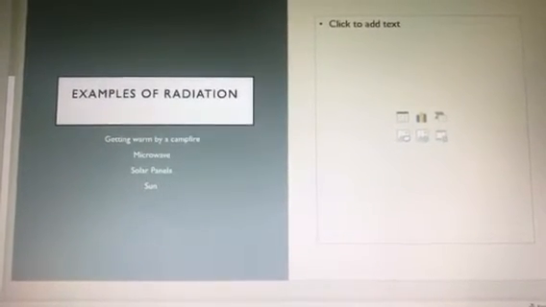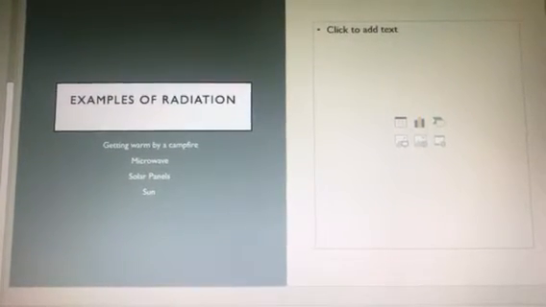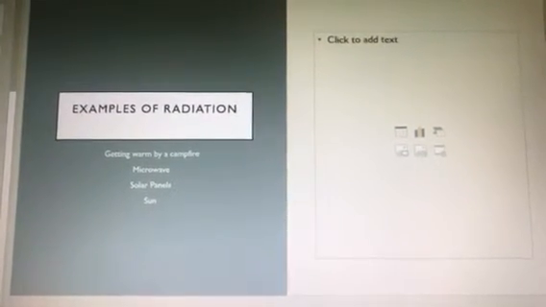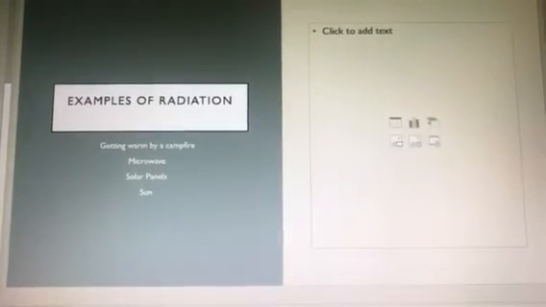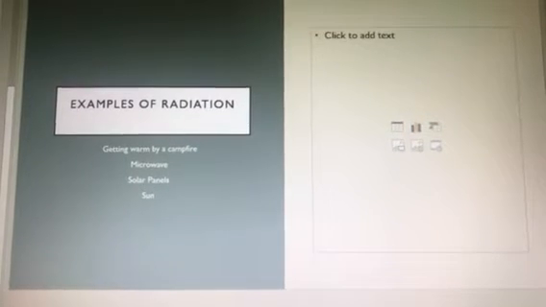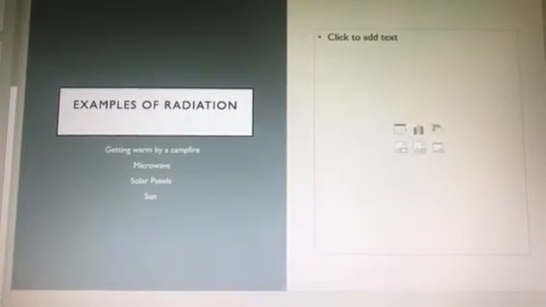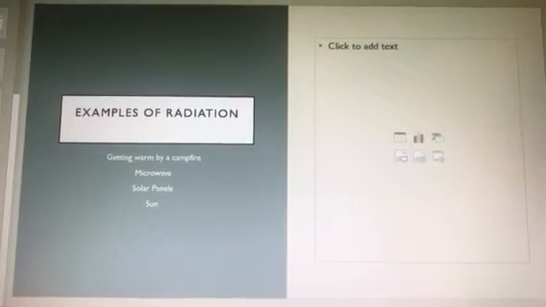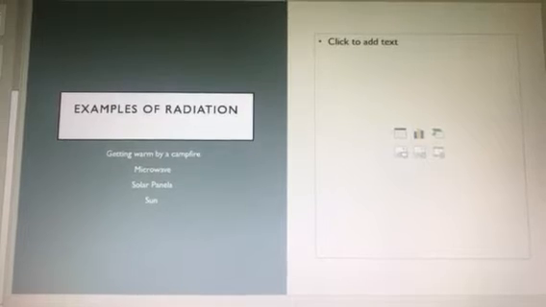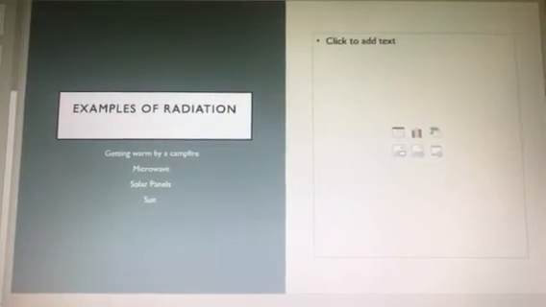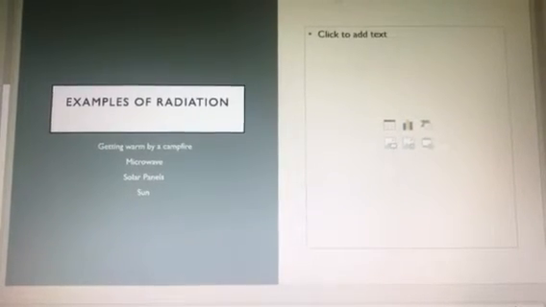The sun is an example of radiation. Although it's not directly touching anything, you feel the heat from it. It heats the earth, even if you can't see it. With radiation, you feel the effects of it, but it cannot be seen with the visible eye.